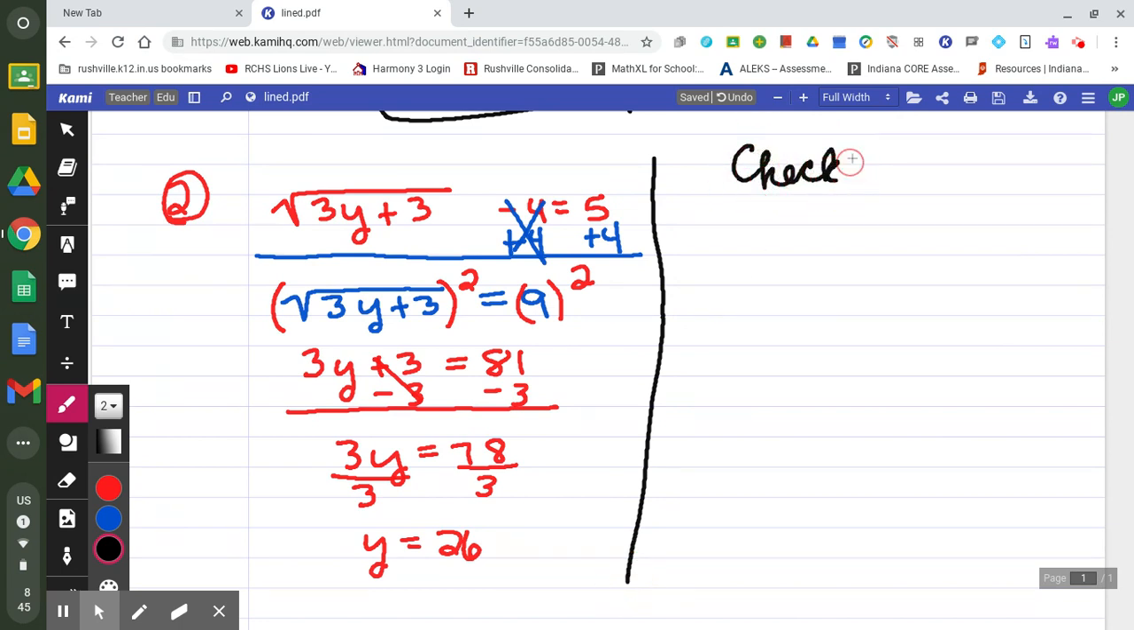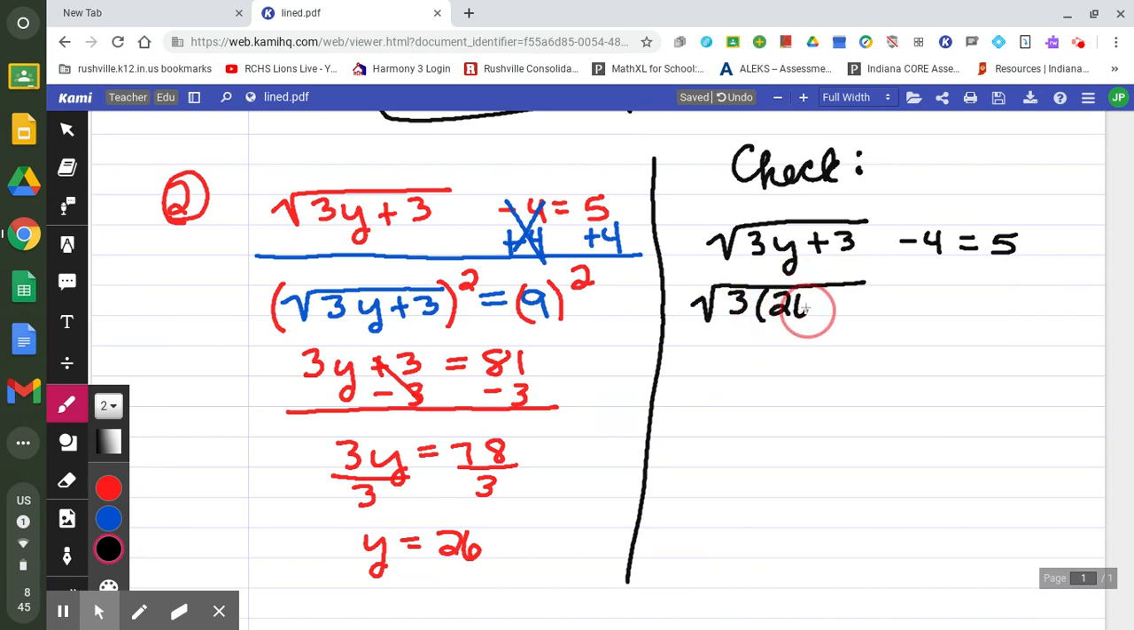So I'm going to rewrite the equation, which was the square root of 3y plus 3. The minus 4 is outside the radical. And now I will substitute in this 26. So the square root of 3 times, and instead of the y, I'm going to put 26, plus 3. Minus 4 is outside the radical. And then I'm just going to simplify.